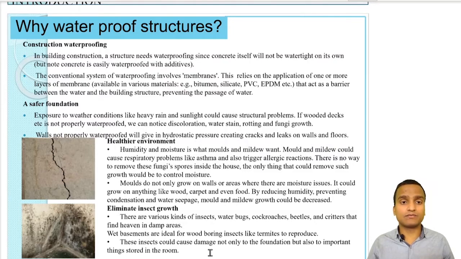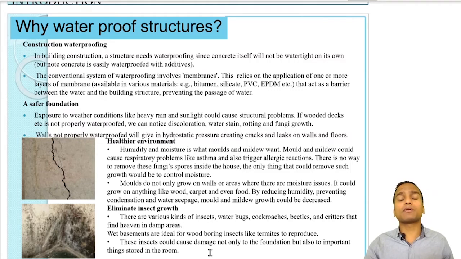And not only these wooden elements, but also the walls of the foundation have to be waterproofed, because the walls are constantly subjected to the hydrostatic pressure of the pore water pressure inside the soil, which is all around the walls of the foundation, and this constant hydrostatic pressure leads to the development of cracks and leakage on the surface of the walls and floors of the foundation.